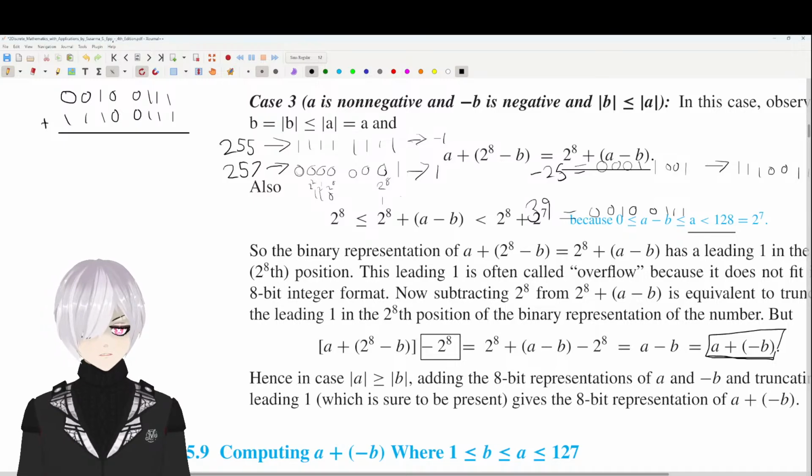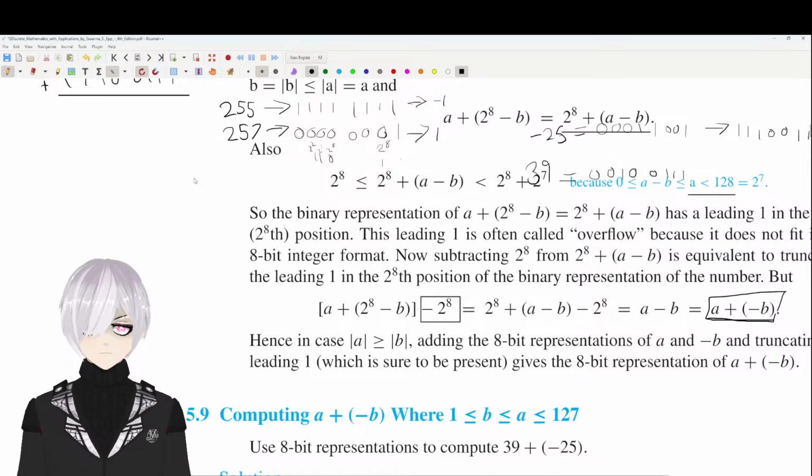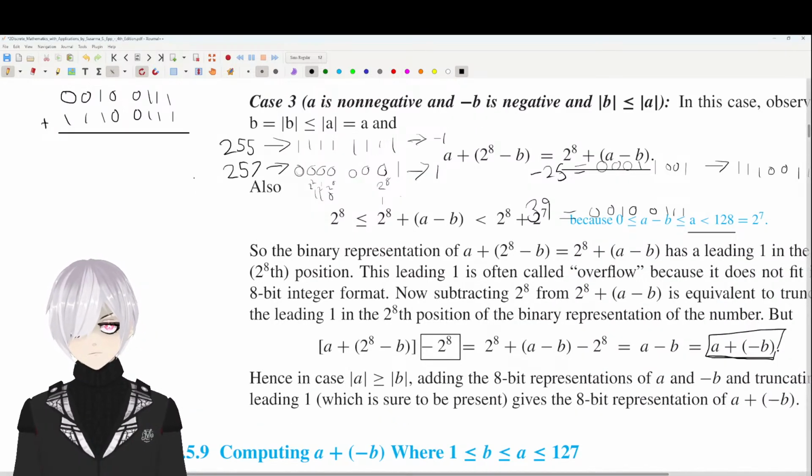So let's see. Yeah, so for this sum, we have on the far right 1 plus 1 gives us 1, 0.